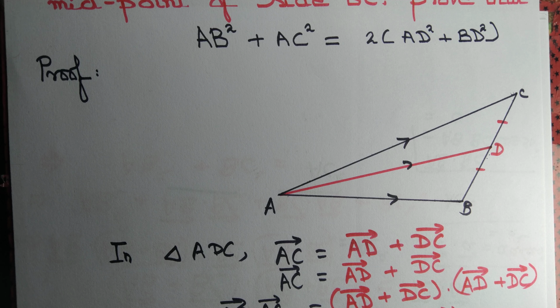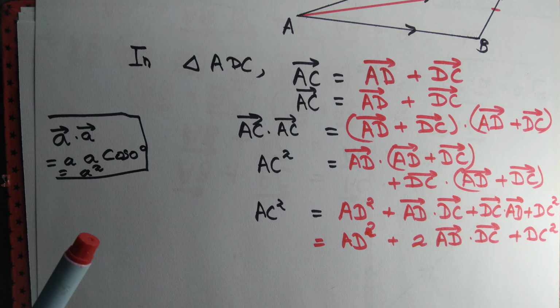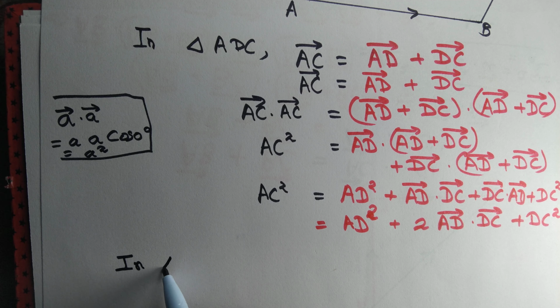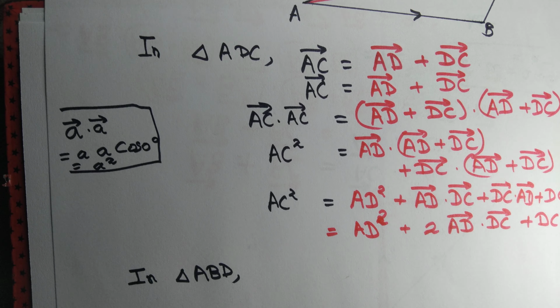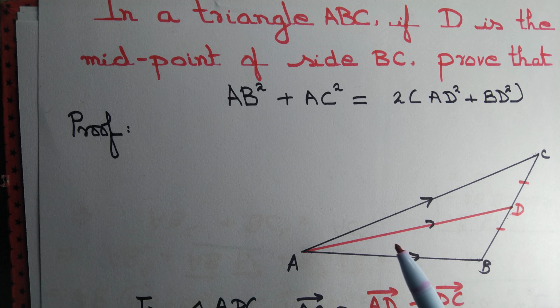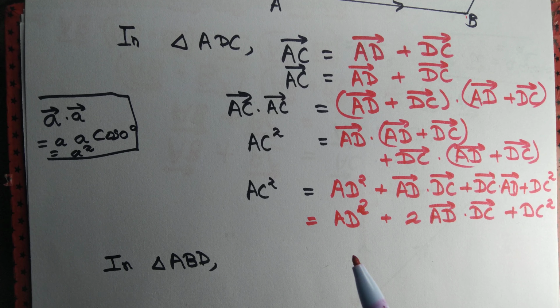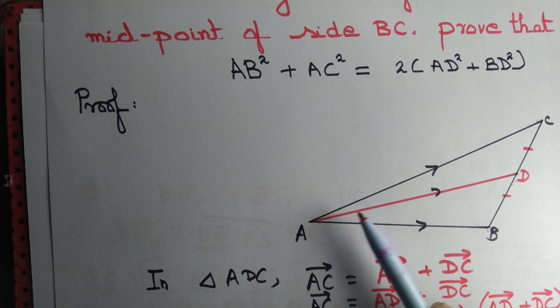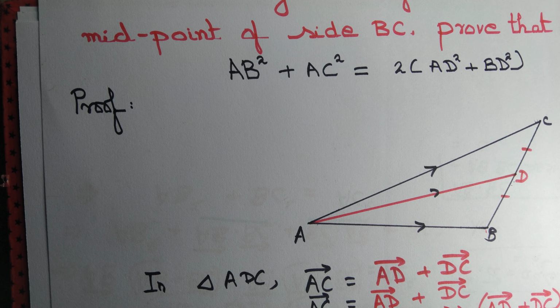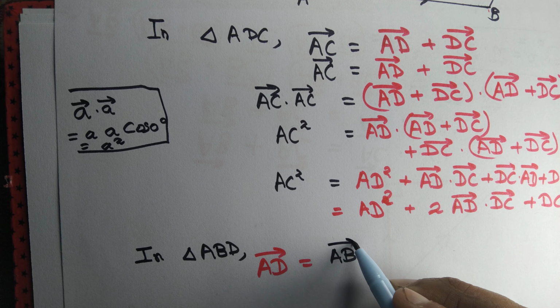Similarly, in triangle ABD, AD equal to, moving from A to D, by triangular law, is same as A to B, then B to D. AD equal to AB plus BD.